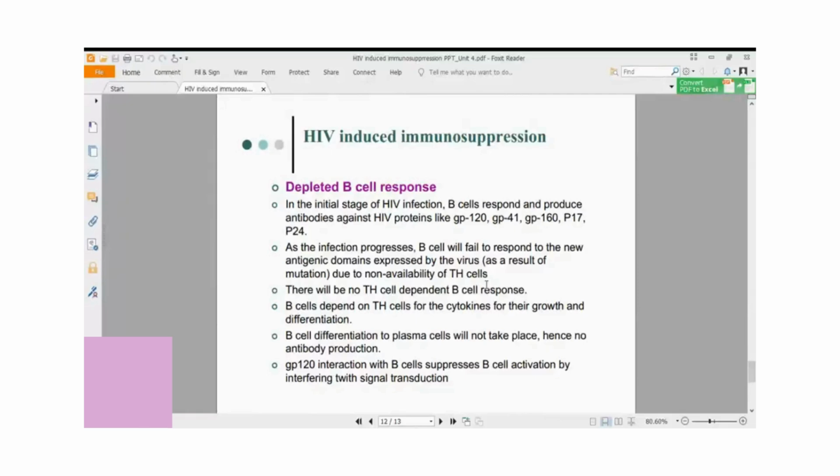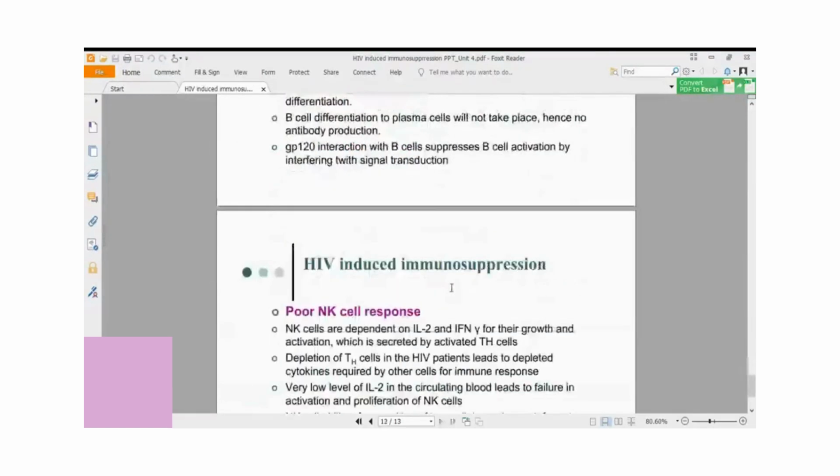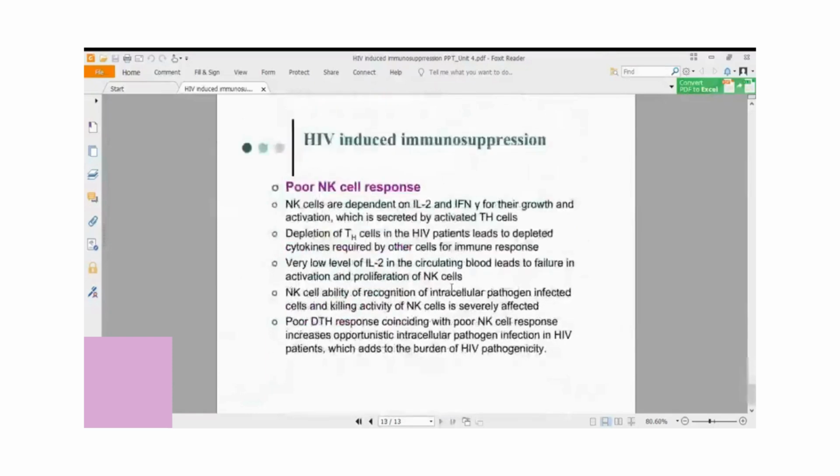And plasma cell differentiation process is totally TH cell dependent because the cytokines secreted by the TH cells are very important, which are not available now, and that B lymphocyte becomes useless. So humoral immune response is also not there in the person, and therefore the antibodies are not there and the infection can go on. Then lastly, about the poor NK cell response.